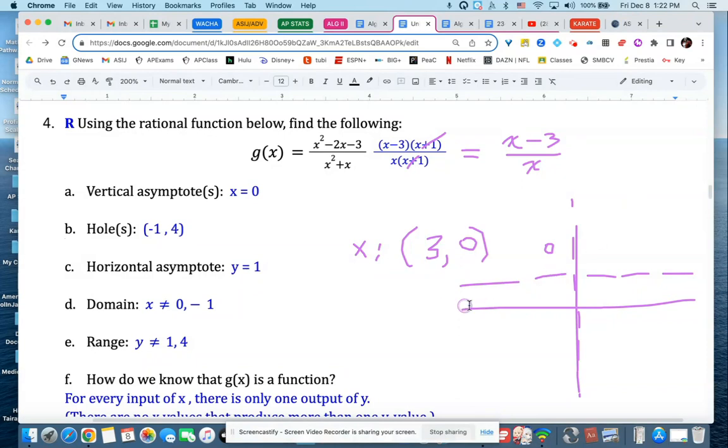So when I'm looking at x values, I'm noticing that 0 is not going to be included from my vertical asymptote. And the hole also has a value at -1 that is not included. So these two values are going to determine my domain.